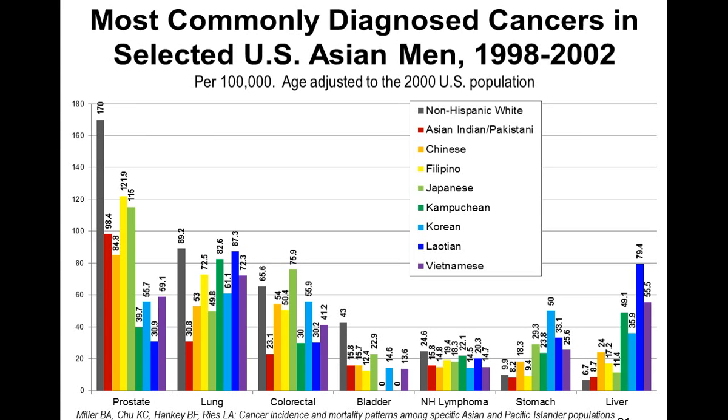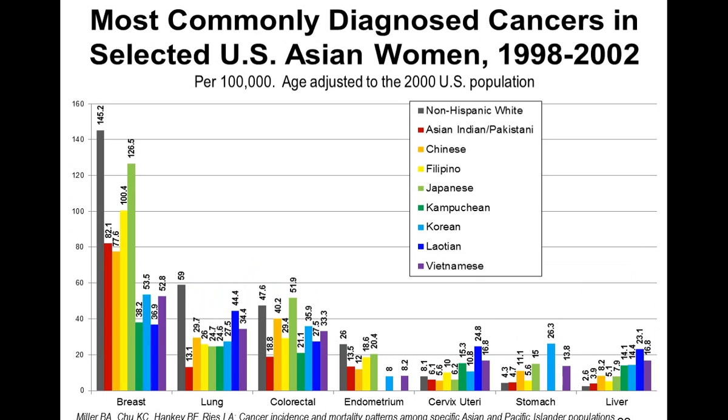It's the same for women as well. We're seeing, for example, amongst Asian women, cancers such as endometrium cancer that you don't see in other populations at such high rates. And even though you see the top cancers like breast, lung, colorectal, you're also seeing endometrium, cervical cancer, stomach, and liver cancer affecting certain Asian subgroups.